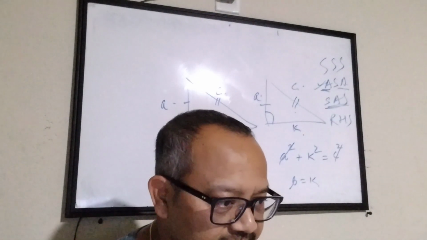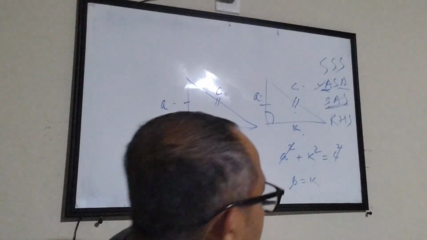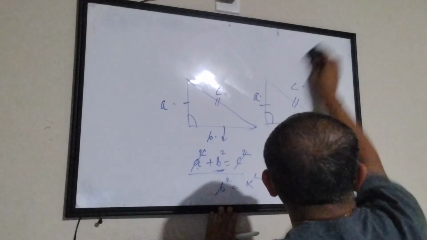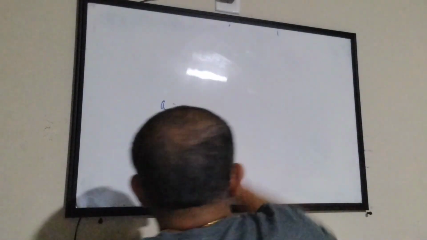So the four theorems of congruence are nothing but a means for us to figure out if the triangles are the same, if the properties are the same, and how there are four different means to prove that. Are you with me?